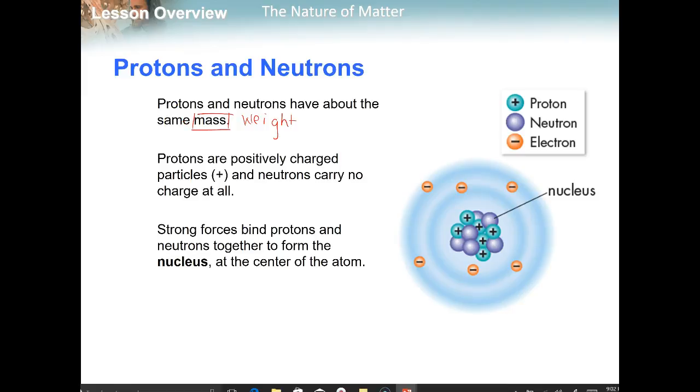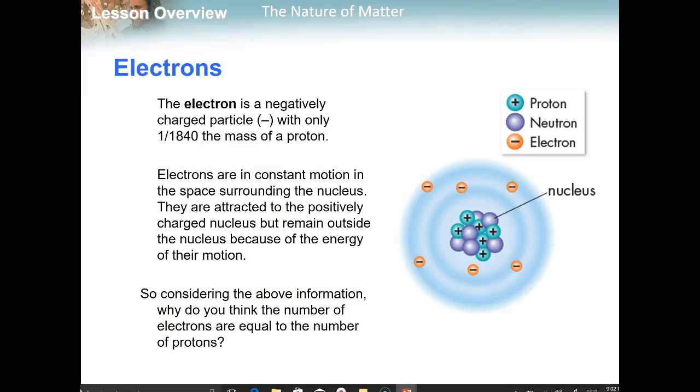The protons, as we have already identified, are positively charged particles, and the neutrons carry no charge at all. But there are strong forces that exist between the protons and neutrons that hold them together and make that nucleus of the atom that we talked about. The electrons are negatively charged particles.